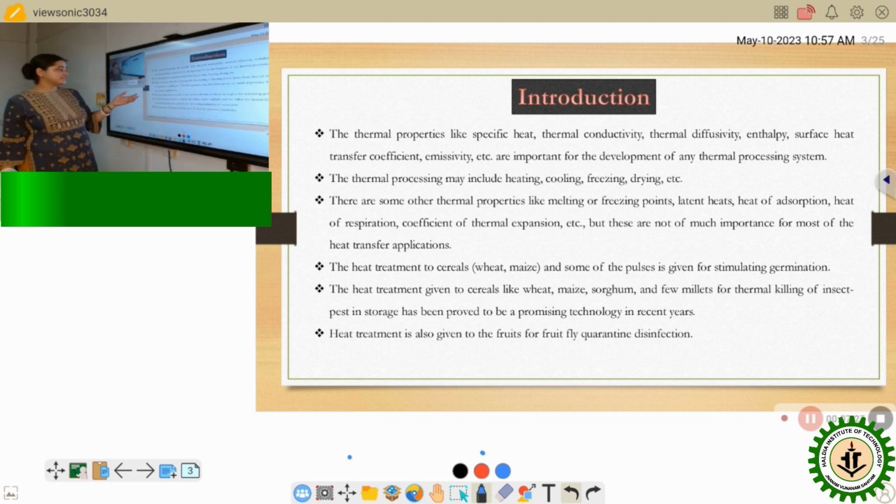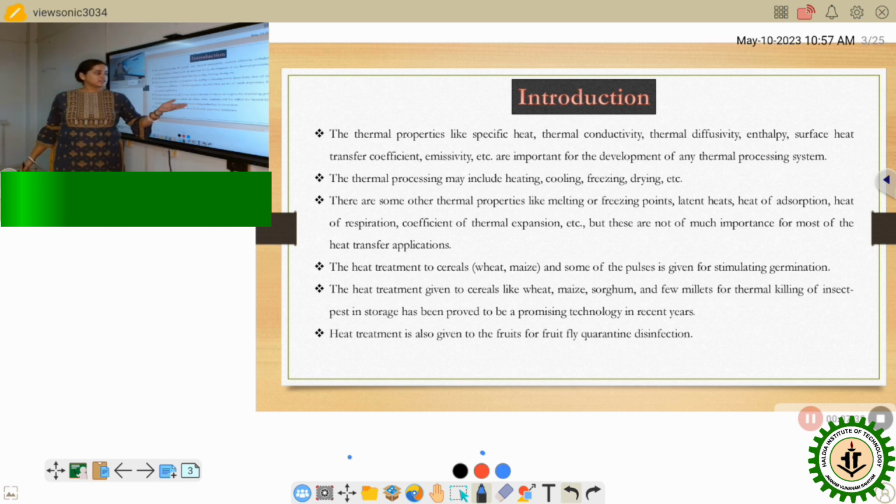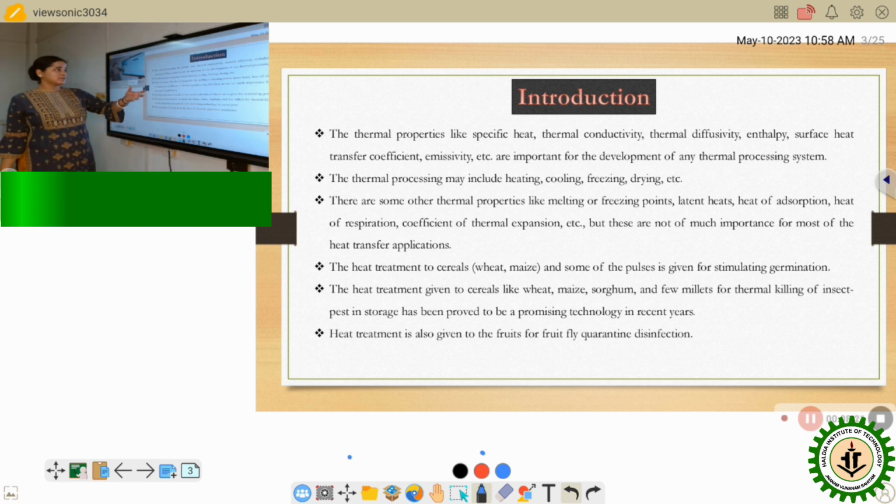Now why do we do heat treatments? Heat treatments are conducted for cereals like wheat and maize. For pulses also they are conducted for stimulating germination. Then it can also be done for thermal killing of insect pests in storage. Most of our food materials get damaged or spoiled because of insect infestation in storage structures. Almost 20 to 30% of our produce is being utilized, and the rest gets wasted. So thermal killing of insects is a major unit operation in any storage system. Heat treatment is also given to fruits for fruit fly quarantine disinfection. That is also a kind of isolation or disinfecting of our food materials, and for that also thermal killing or heat treatment is necessary.